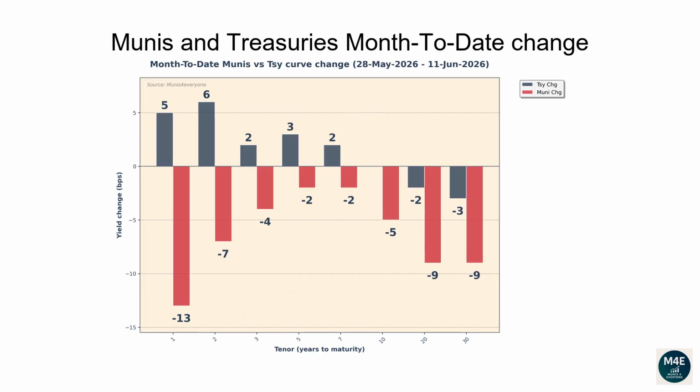This graph shows how much interest rates have changed since the end of the previous month. The current bar plot shows how Munis and Treasuries have changed since the end of May.